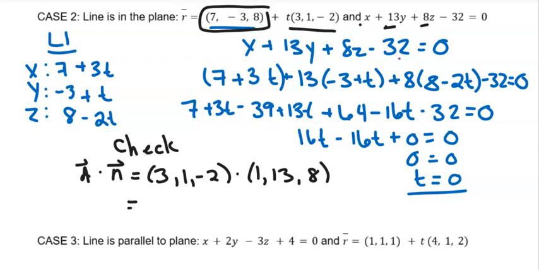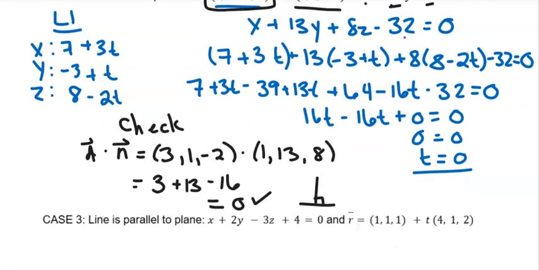Therefore, the direction of the line is the same as the direction of the plane because the normal is perpendicular to both of them. Okay, so then I've got 3 times 1 is 3, 1 times 13 is 13, and -2 times 8 is -16. This does equal 0, therefore these lines are perpendicular. The line is in the plane.